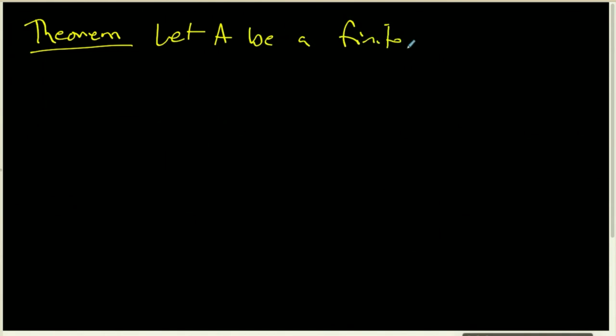We're now going to turn our attention to one last theorem, which concerns functions from a finite set back to itself. So we're going to let A be a finite set, and we're going to assume that f goes from A to A is a function.